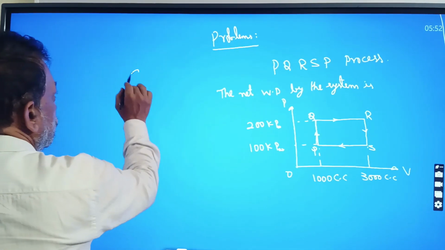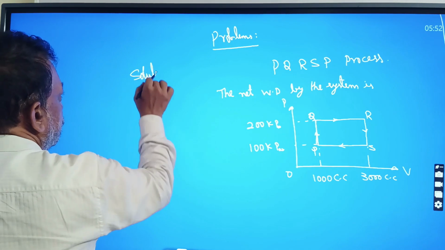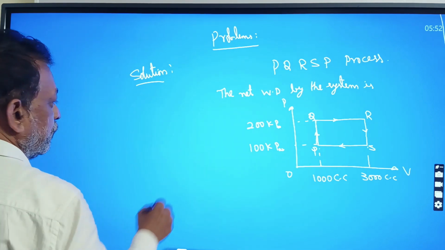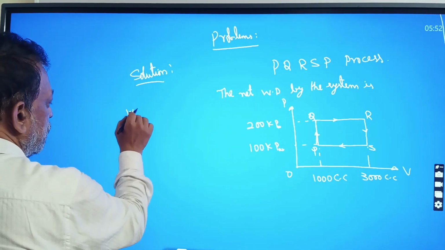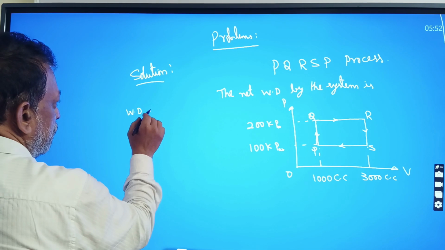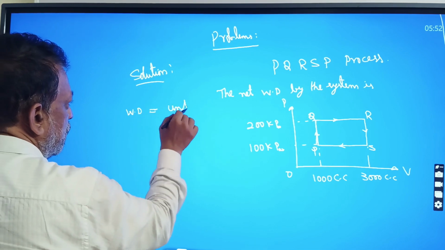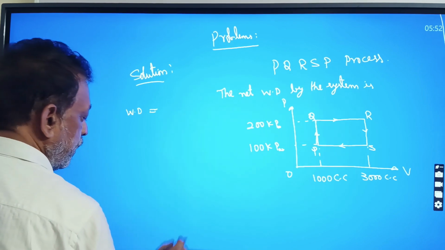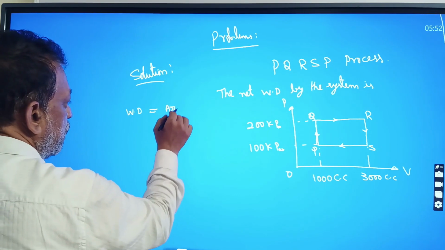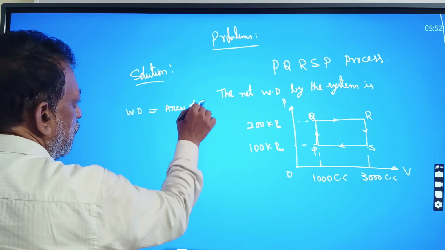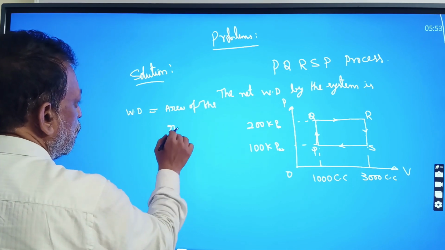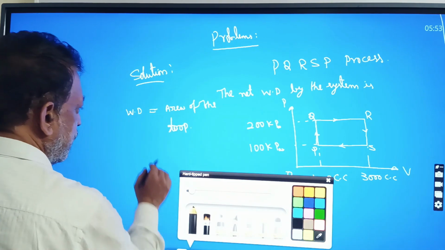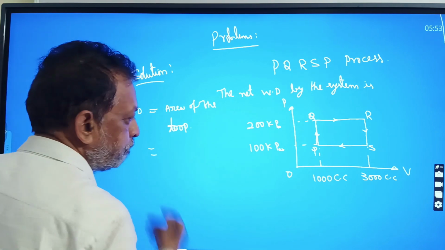What is the answer? So work done is equal to area. Work done is equal to the area under the curve, the area of the loop. So the area of the loop here is what you can say.